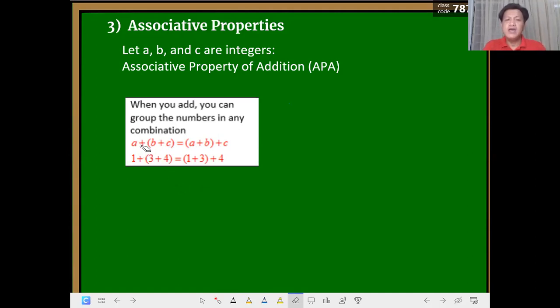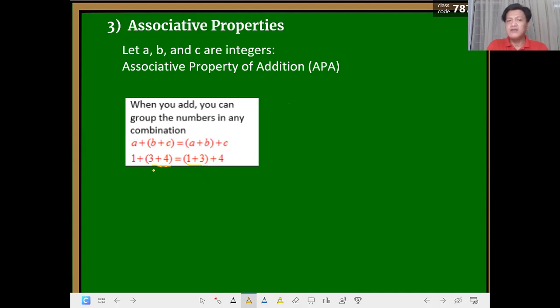Okay. So A plus the quantity of B plus C, magkagrupo si B tsaka C. You can write as is equal to the quantity of A plus B, plus C. Magkagrupo naman si A tsaka B. So dito magkagrupo si B at C. So let's say, example natin, 1 plus the quantity of 3 plus 4 is equal to the quantity of 1 plus 3, plus 4. Kung mapapansin natin, di ba magkagrupo dito si 3 tsaka 4 sa left side. Dito naman magkagrupo si 1 tsaka 3.